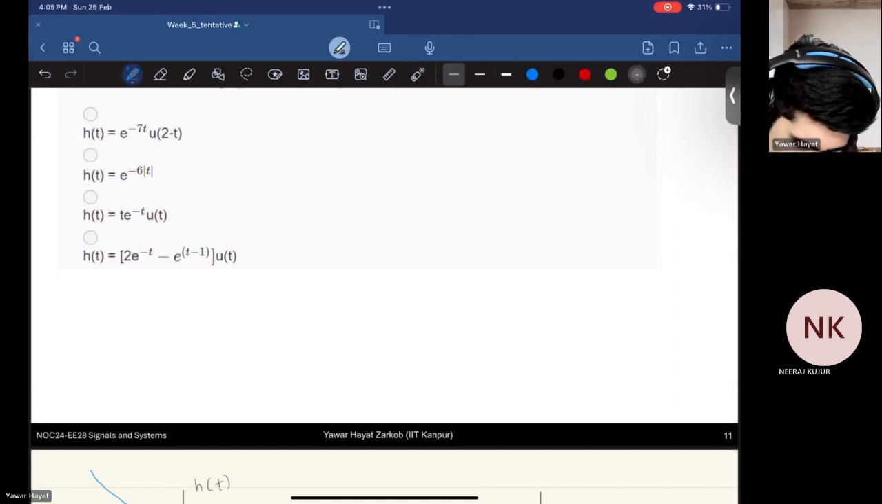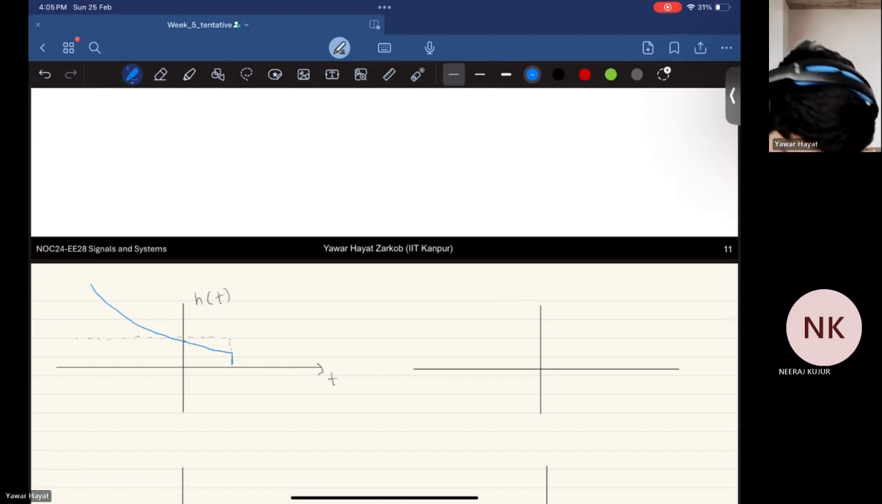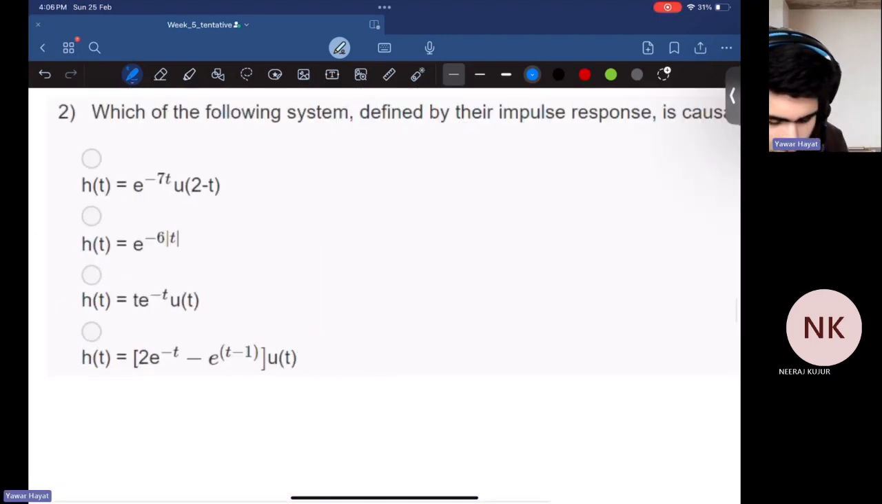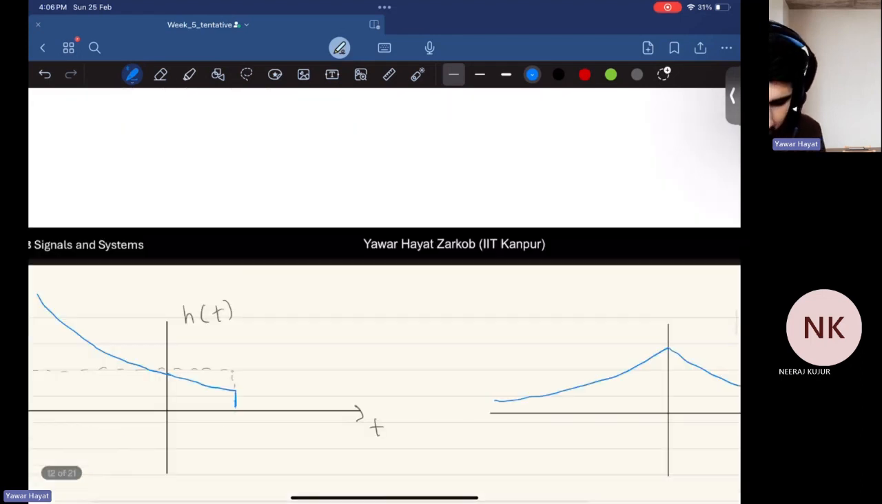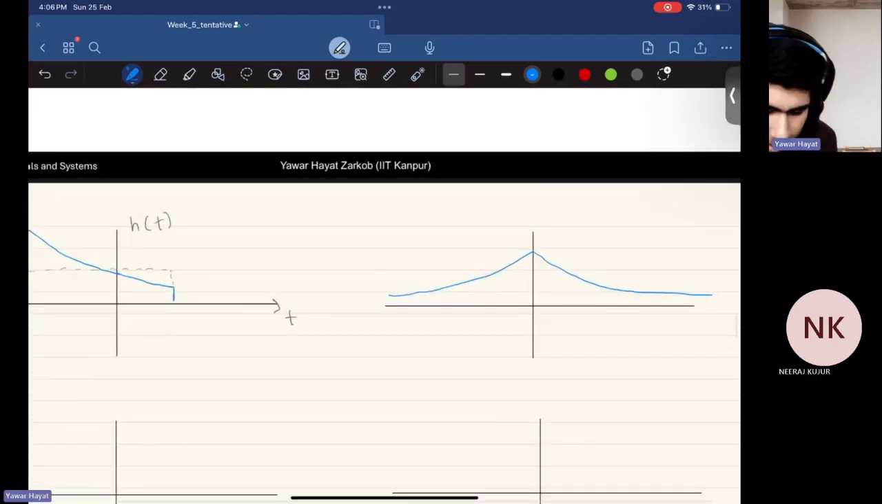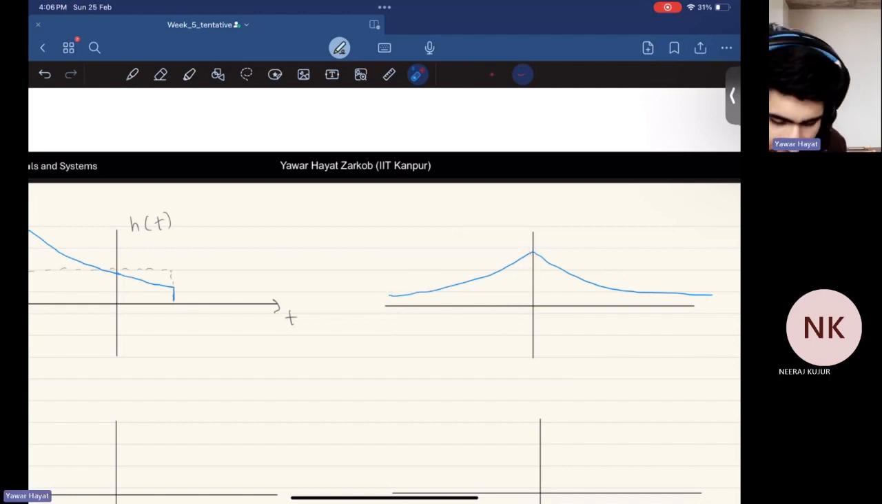Why? Because in fact the plot of this would be something like this. Agreed? Because for t less than 0, this would be an exponential function, a positive exponential function. And for t greater than 0, this would be a negative exponential function, hence this kind of behavior. So since we are having this portion, this is non-causal as you rightly pointed out.